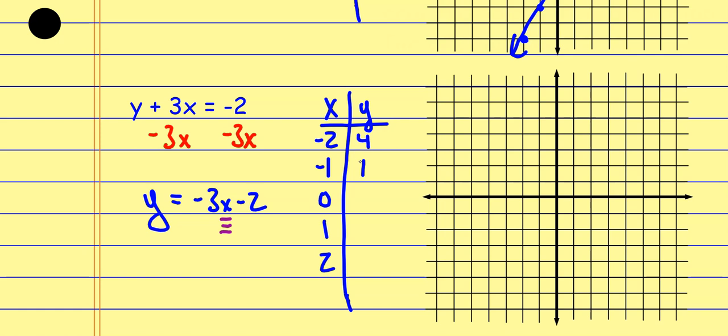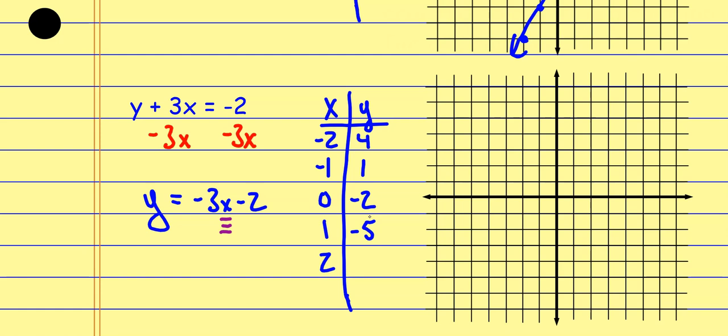Now I'm going to plug the 0 in. -3 times 0 is a 0. 0 minus 2 is a -2. If I plug the 1 in, -3 times 1 is a -3. -3 minus 2 is a -5.